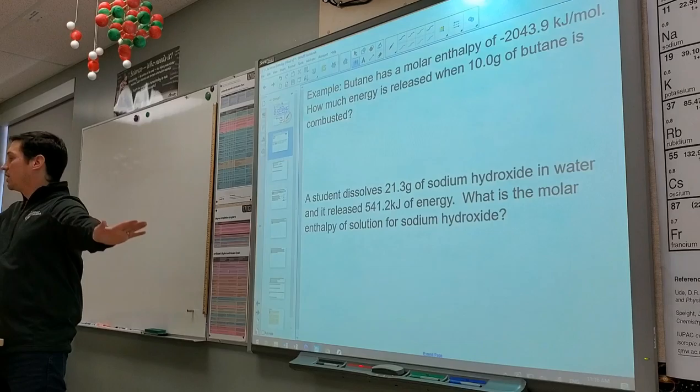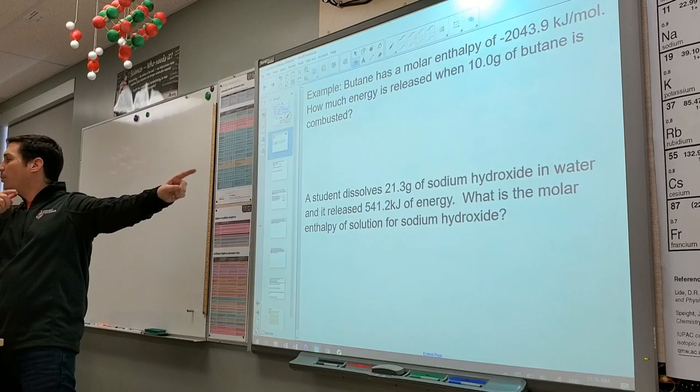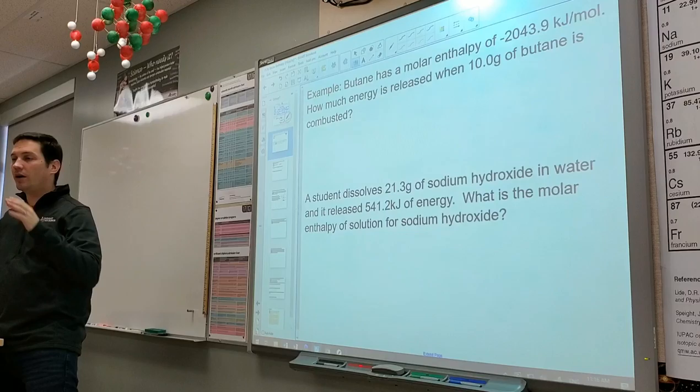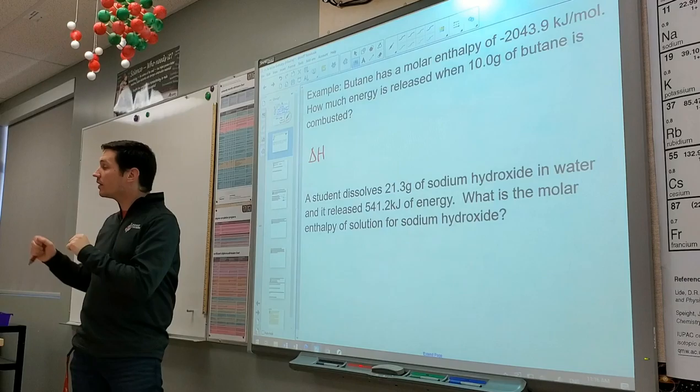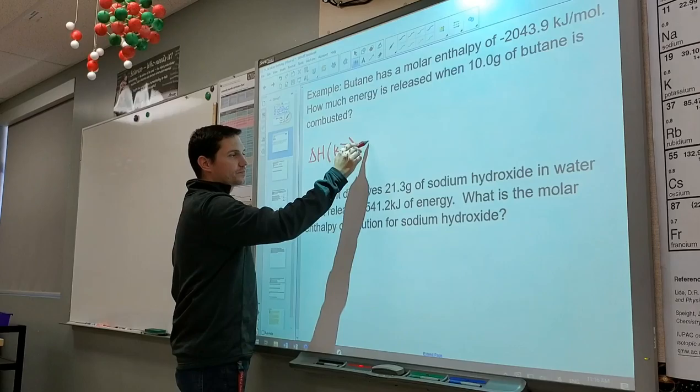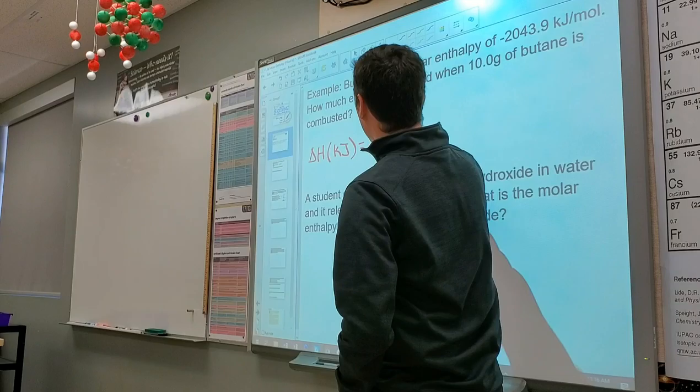What do we want out of this question? Joule. We want energy, and energy is always measured in either joules or kilojoules. Read the question. Does it say we're heating up water? No. So you cannot look at the specific heat capacity of water. Is there kilojoules anywhere else in this problem? Yes. So we're looking for the enthalpy change, not the molar enthalpy. We're looking for the enthalpy change measured in kilojoules.